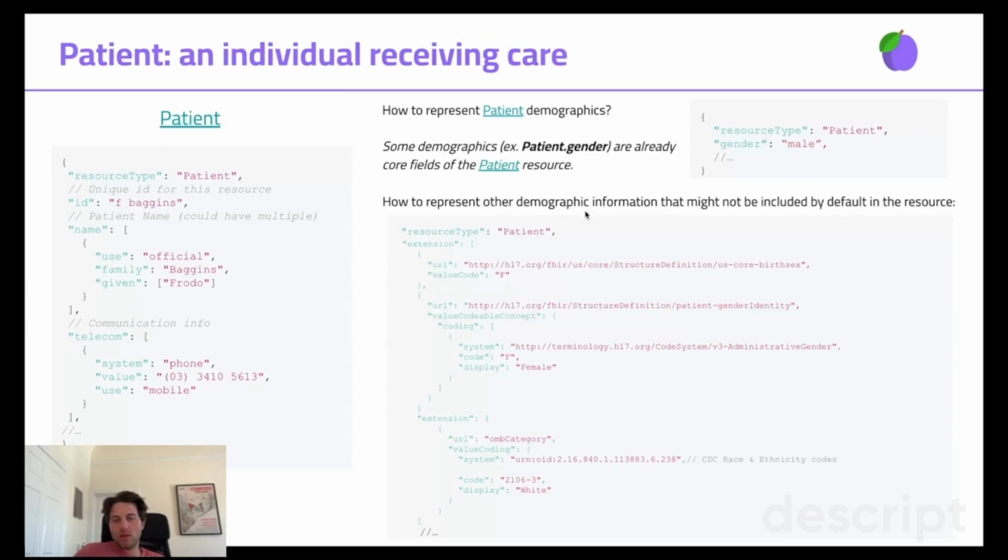So in the United States, for example, we have the US core FHIR patient profile, and in this one, there are some additional fields. You can think of a structure definition as sort of the schema for what a patient needs. With the US core profile, it imposes an additional set of requirements for that patient resource.